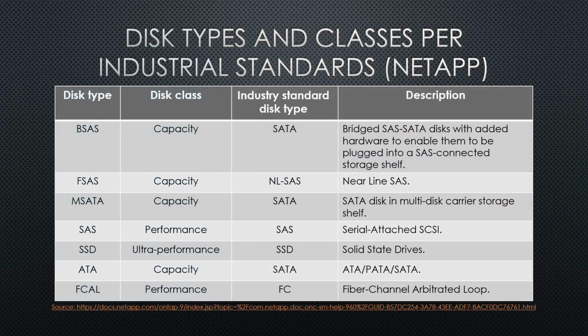The following table is an example of how ONTAP, which is a storage management OS created by NetApp, reports disk types and how it labels them. So we can see that SAS disks are seen as performance disks and SSDs are seen as ultra performance. All the ATA and SATA standard is used for high capacity, and Fiber Channel or FCAL is labeled as performance as well.